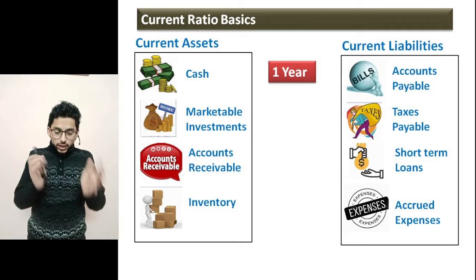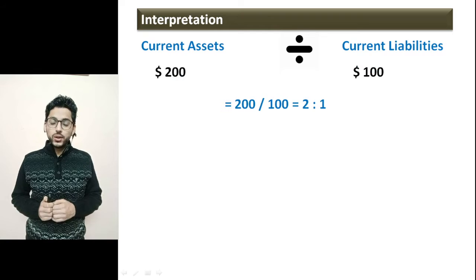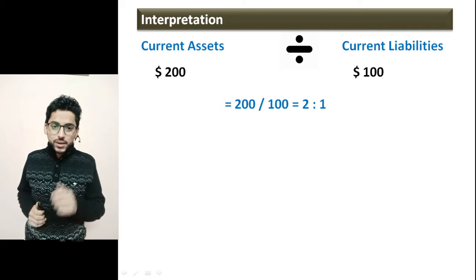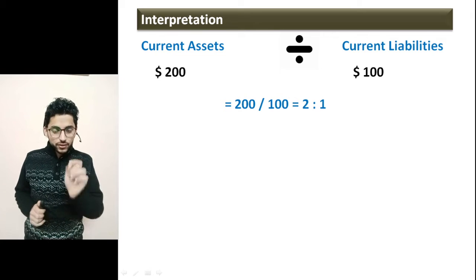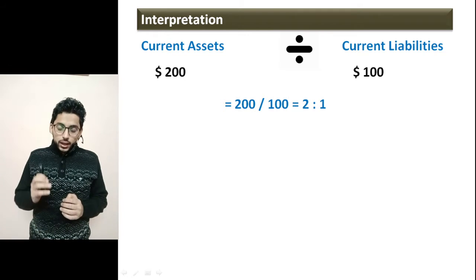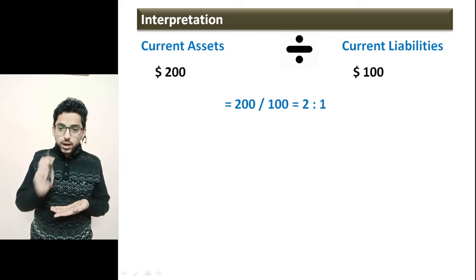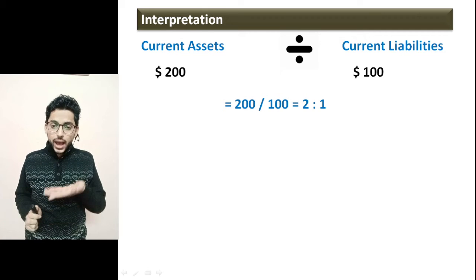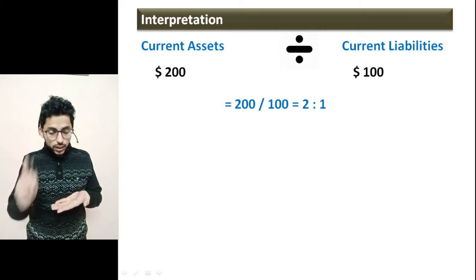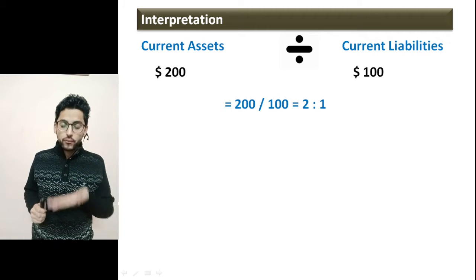Now we know what the current assets and what the current liabilities are. It's very easy to calculate our ratio. Now we have calculated the ratio. The next point is how to interpret it. If I am saying that the ratio is 2 is to 1 or 2 times, how to interpret it? It will be interpreted in such a way that to pay off every $1 of current liabilities, we have $2 of current assets with us to cover.